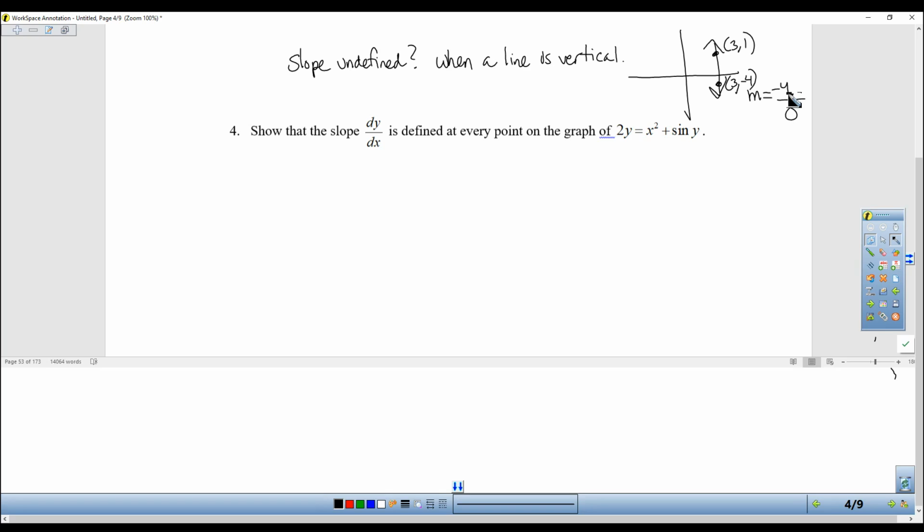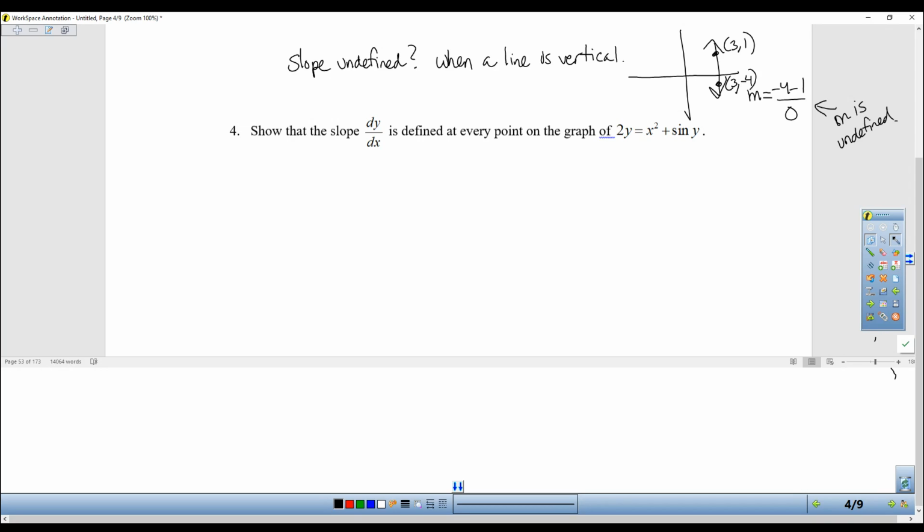And then y2 minus y1. But on the bottom, see how it's 3 minus 3? A vertical line is going to have the same x coordinates, and so it's always going to make a 0 on the bottom. And that's your warning that the slope is undefined. So pretty much what this question is asking us is to show that the bottom is never going to be equal to 0.